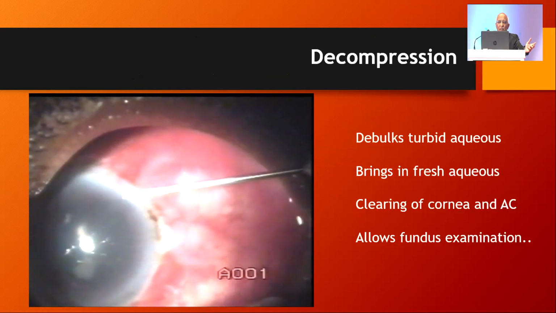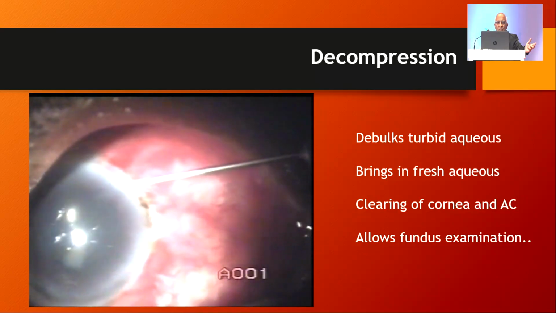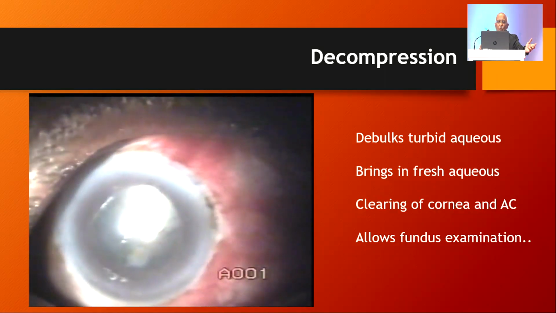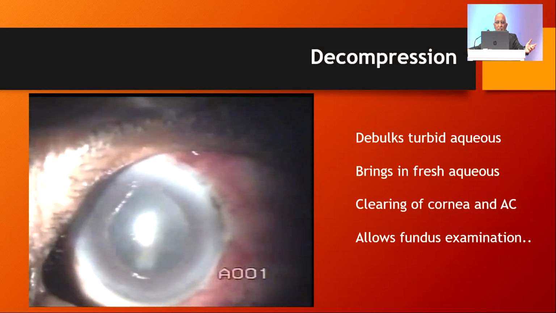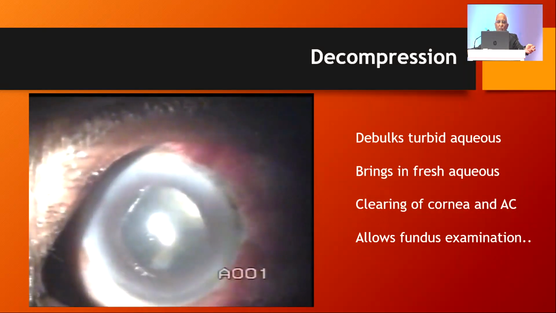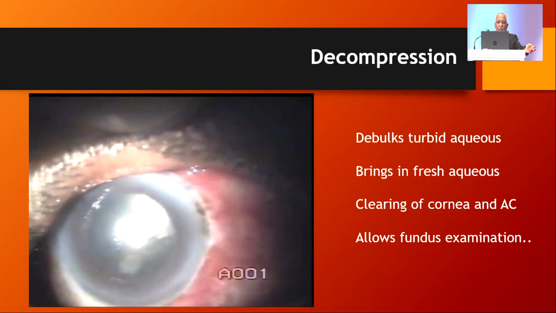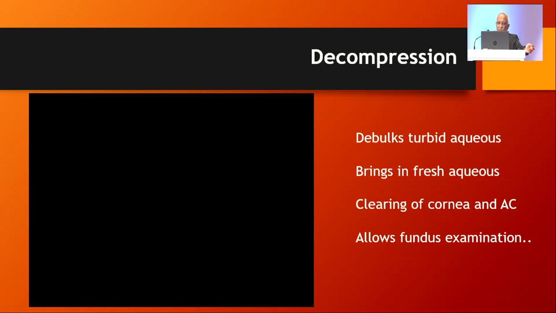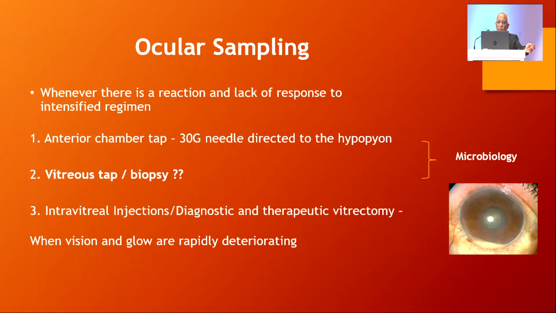Decompression is something that is done like this on the slit lamp itself, under topical anesthesia. The scleral lip of the wound is pressed with a sterile needle, and immediately the cornea becomes clear. We can have some view of what is happening behind, and that I think gives a lot of information about the nature of inflammation. It also provides for microbiological testing and ocular sampling. So I think this is very important.